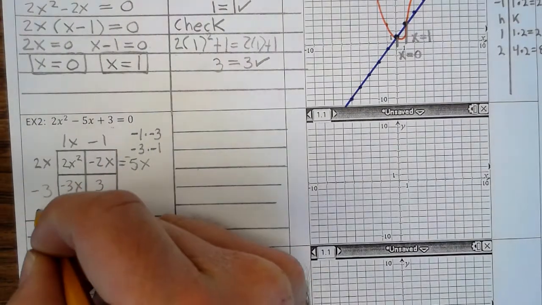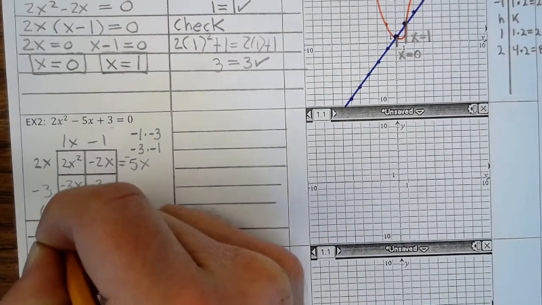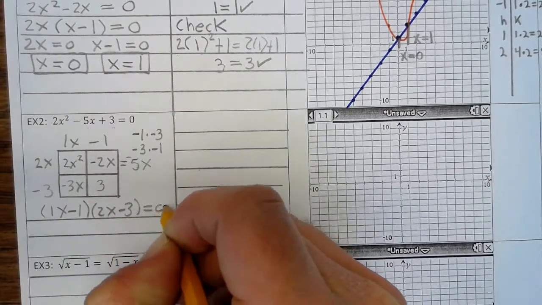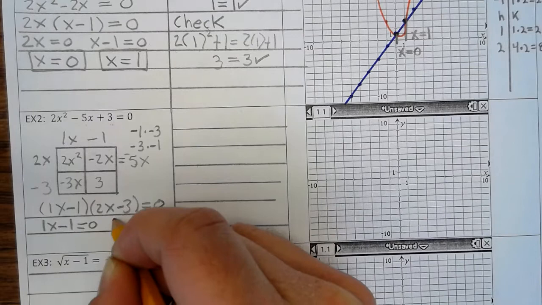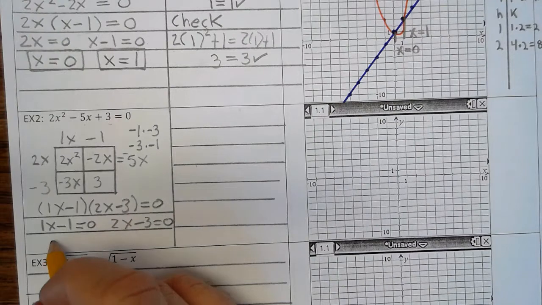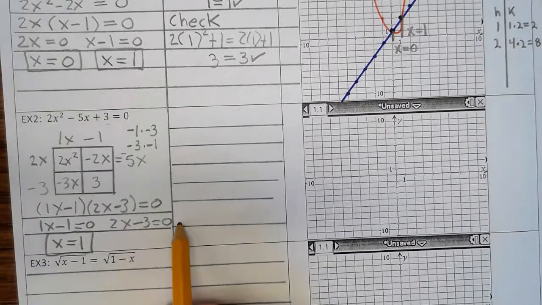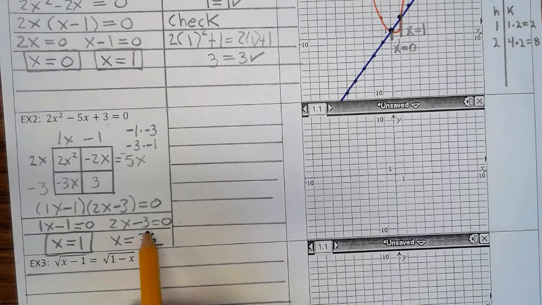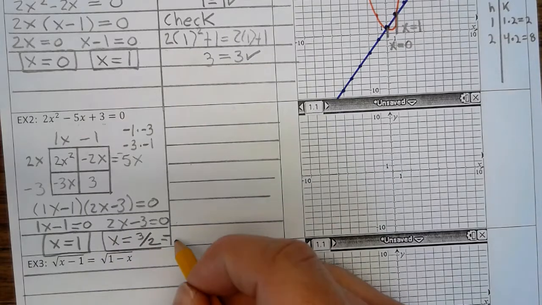So we have 1x minus 1 times 2x minus 3 equal to 0. Set them both equal to 0, so 1x minus 1 equal to 0, 2x minus 3 equal to 0. Add 1 to both sides, x equals 1. And add 3, divided by 2, x equals 3 divided by 2, which we can also write as 1.5.